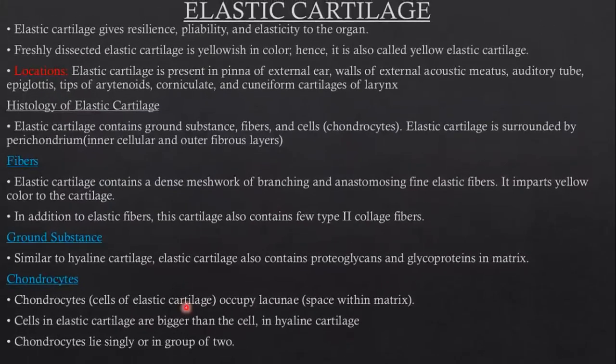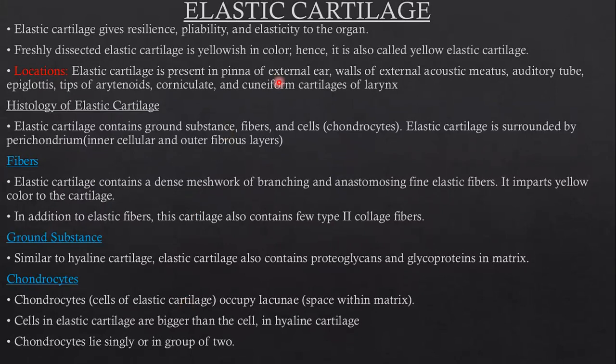Now, elastic cartilage. Elastic cartilage gives resilience, pliability, and elasticity to an organ. Freshly dissected elastic cartilage is yellowish in color due to high content of elastic fibers. That is why it is also known as the yellow elastic cartilage. Remember, we have a ligament in the body known as the ligamentum flavum, or the yellow ligament. It is yellow in color due to high content of elastic fibers.